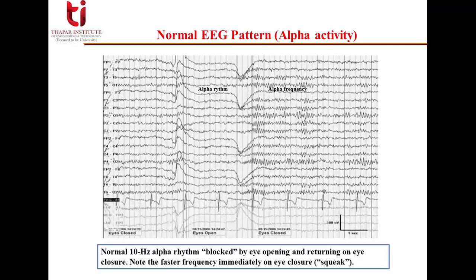Now, this is the normal EEG pattern. If you see, this basically corresponds to alpha rhythm, or I can say alpha frequency. It is a normal 10 Hz alpha rhythm. If you see, when we are opening the eyes, it is getting blocked and it is returning to normal when we are again closing the eyes. Note that the faster frequency immediately on eye closure is represented as squeak.